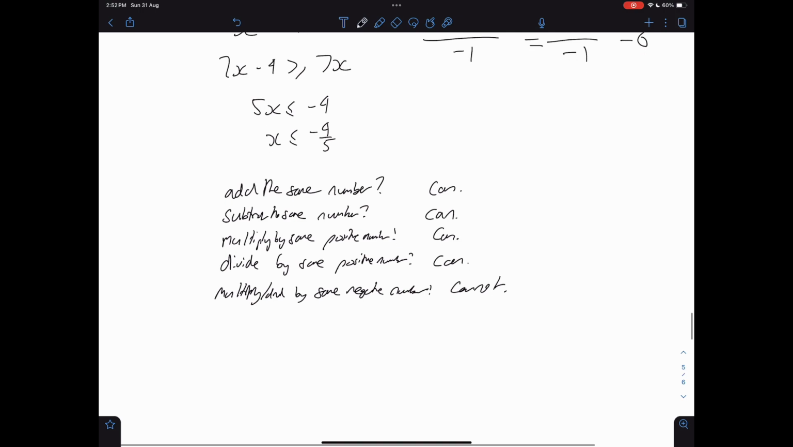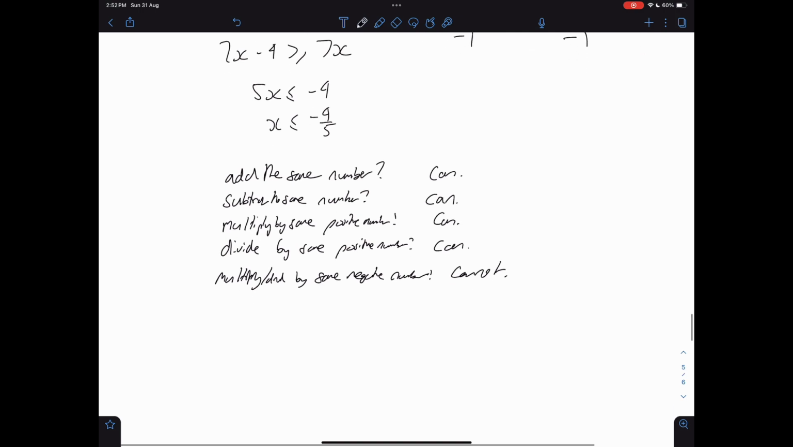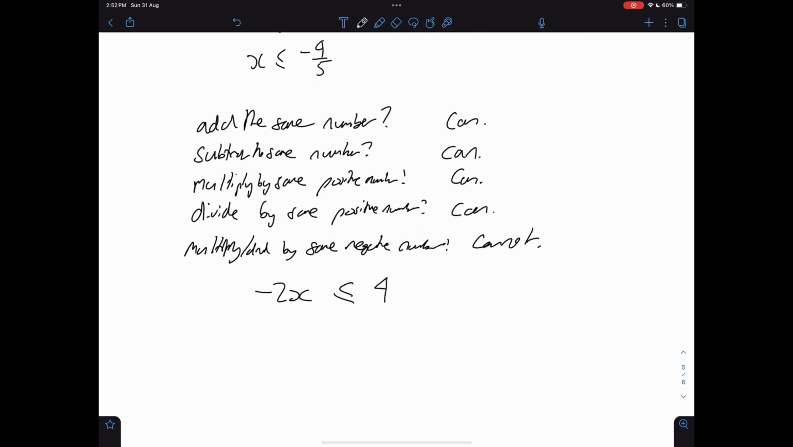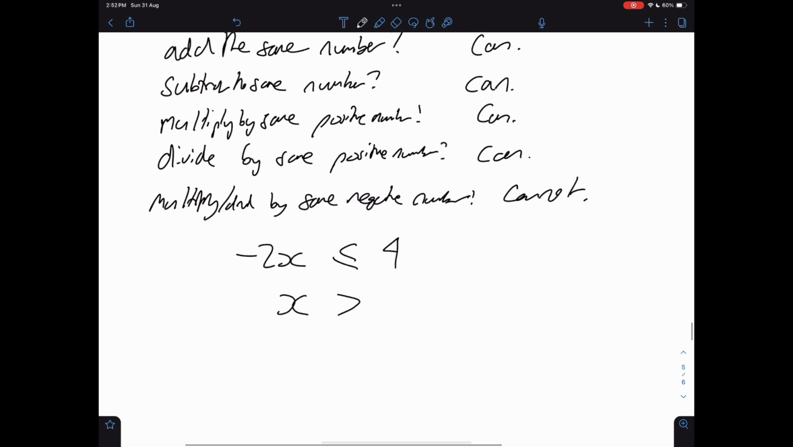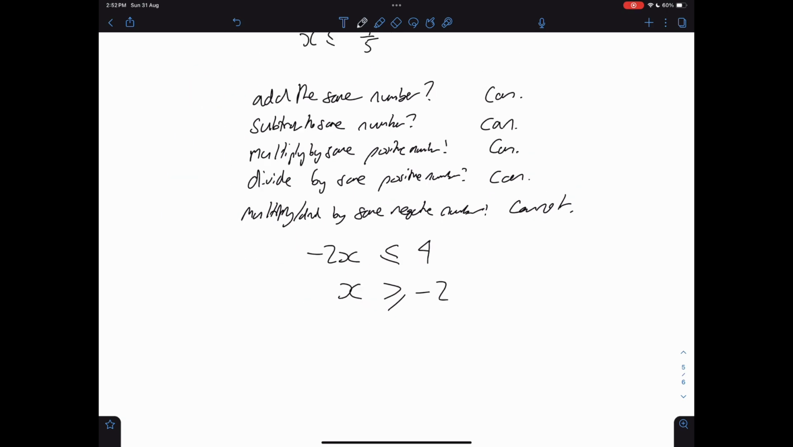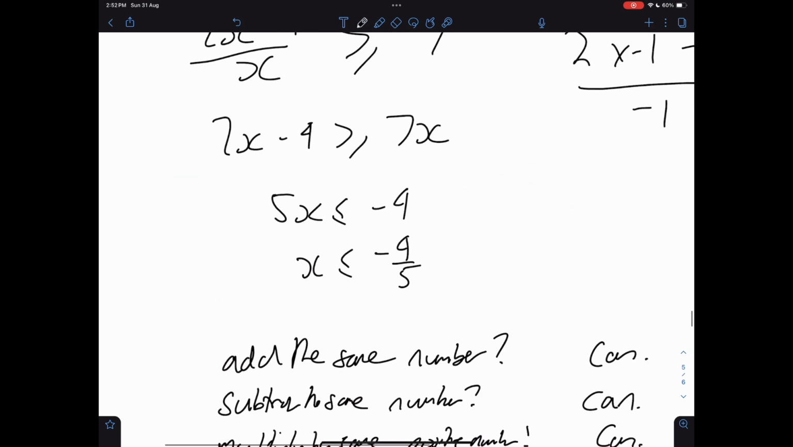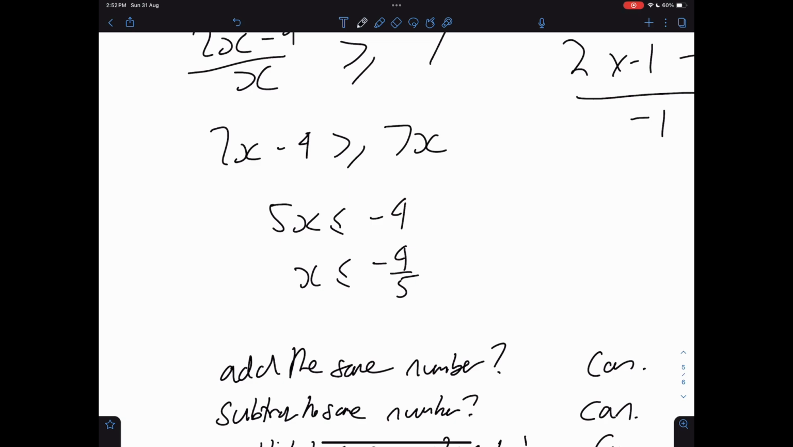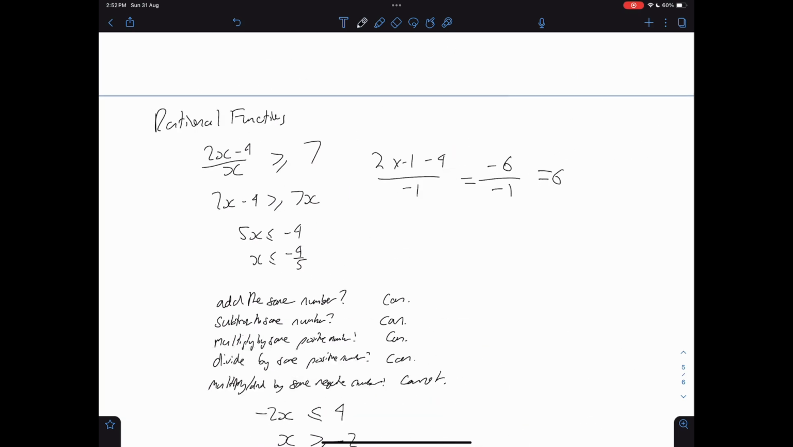So if I were to say, in a simpler example, minus 2x is less than or equal to 4, I would have to go like that. When I divide by the negative, I would have had to reverse the sign. So when we multiply by x, we don't know if it's positive or negative, so we have to be careful about that.